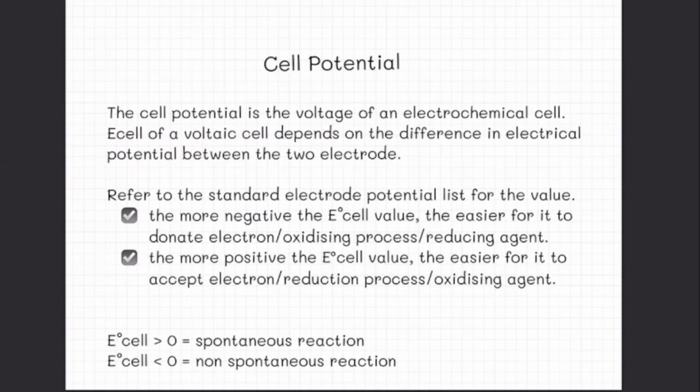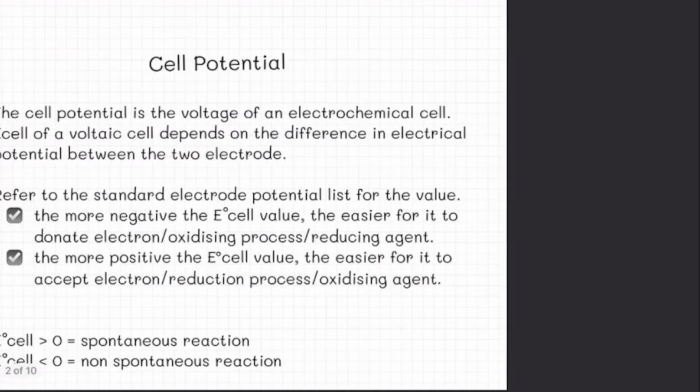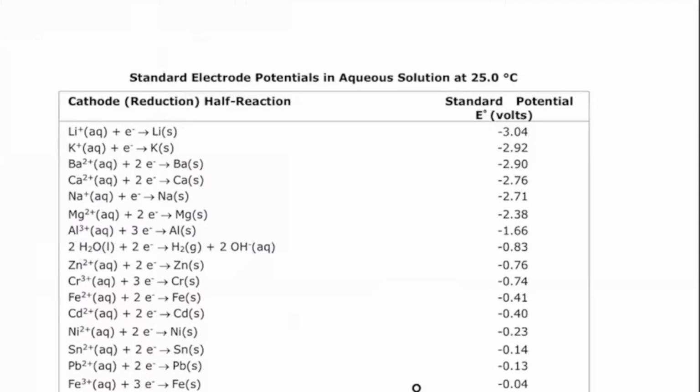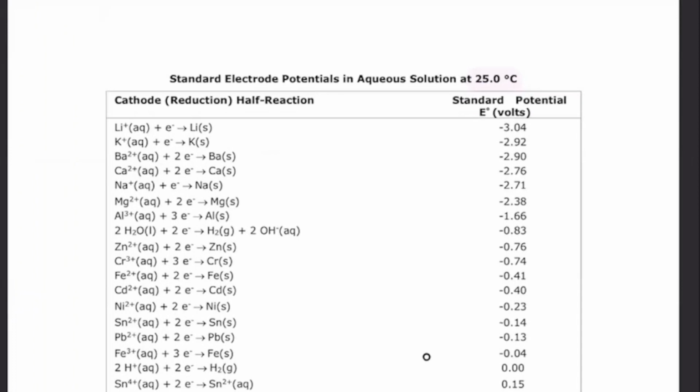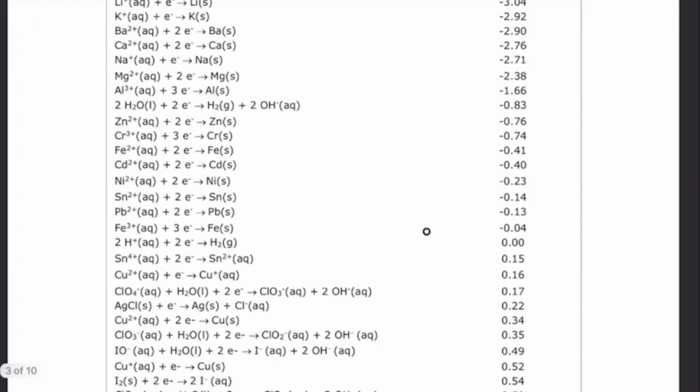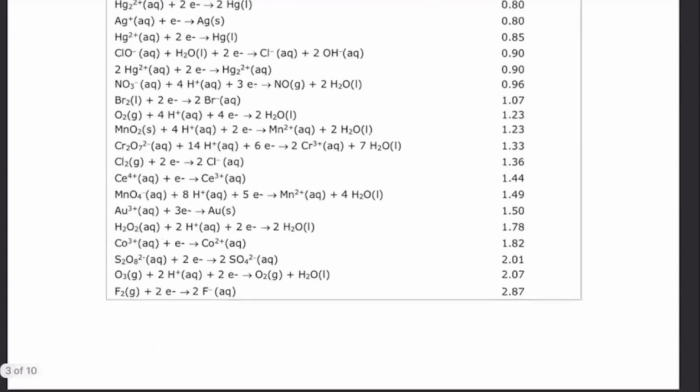Refer to the standard electrode potential list for a value. Here is our standard electrode potential in aqueous solution at 25 degrees C. If you notice, the condition is all standard: 25 degrees C, 1 atm, and the solution is at 1 molar. We have standard potentials ranging from -3 up to positive 2.87.